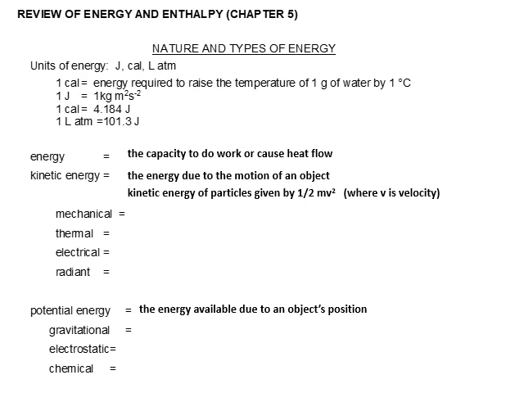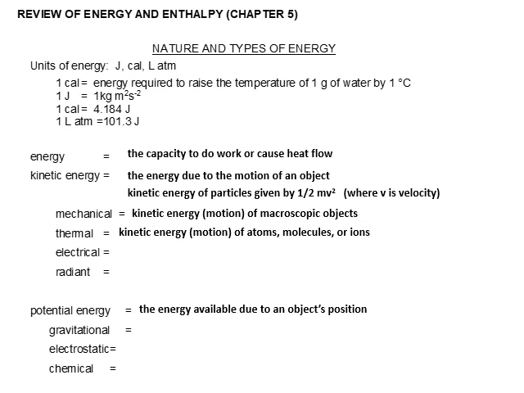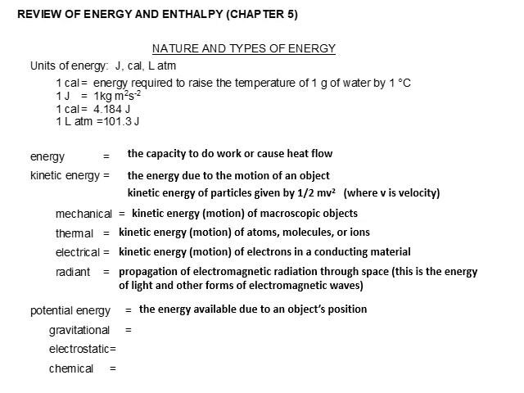Within the category of kinetic energy, we can further classify energy as being mechanical, thermal, electrical, or radiant. Mechanical energy is the kinetic energy or motion of macroscopic objects. Thermal energy is the kinetic energy of atoms, molecules, or ions. Electrical energy is the kinetic energy of electrons in a conducting material. Radiant energy is the propagation of electromagnetic radiation through space. This is the energy of light and other forms of electromagnetic waves.